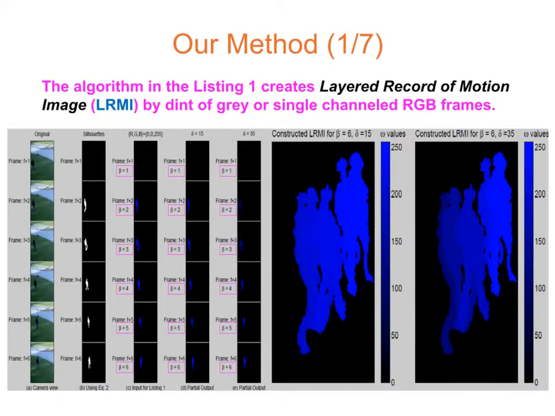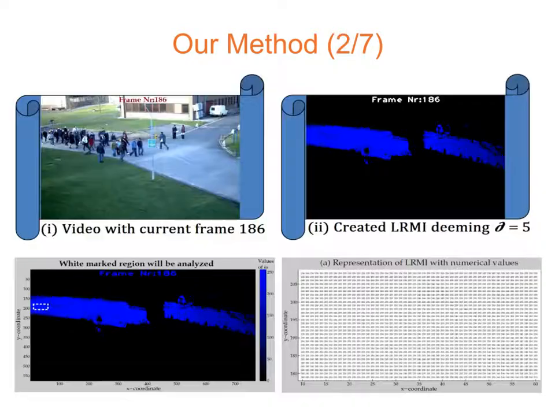Suppose that a person is moving in 6 consecutive frames. Foreground silhouettes of the moving person in the consecutive frames can be extracted by equation 2 as mentioned in the paper, and then each frame is converted into the blue channel of RGB color model. The algorithm in listing 1 takes those frames along with a decay factor delta as input. The complete output of the algorithm is the layered record of motion image, LRMI.